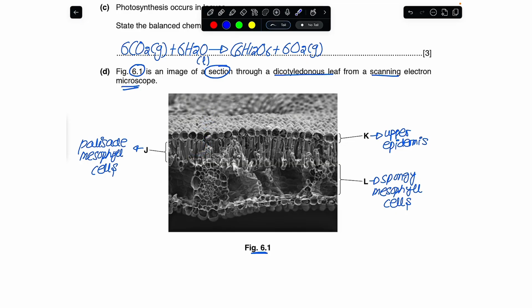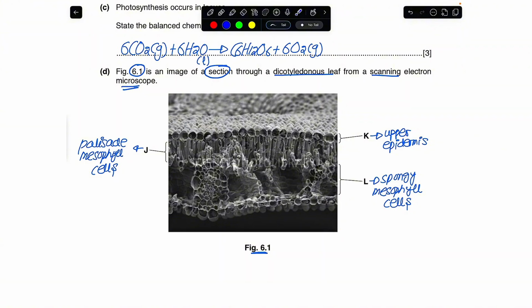The other alternative point could be that these palisade mesophyll cells have abundant chloroplasts in them. So that would again allow them to absorb the maximum amount of sunlight. If I were to talk with context to K, this K is the upper epidermis. With context to K, the adaptation would be that they do not have any chloroplast in them. So that means that the light can fall directly onto the palisade mesophyll cells.